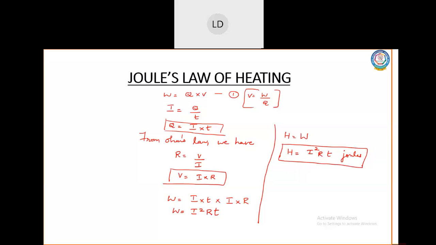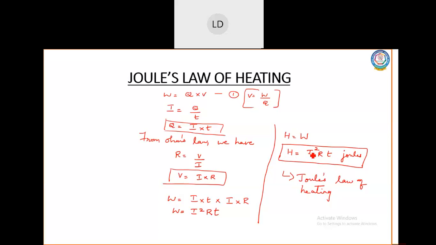Okay. So this is the heat produced when a current of I ampere flows in a wire of resistance R for time t seconds. So this is nothing but what you call Joule's law of heating. Joule's law of heating: H is equal to I square RT. Okay. So from this formula, it is very clear.